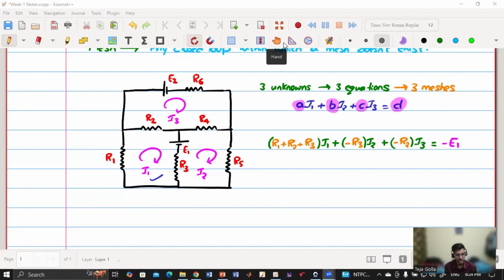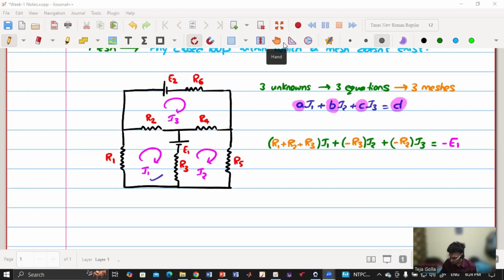We will consider everything clockwise, and then we'll follow the same convention throughout the semester for all the problems, and the current could be positive or it could be negative, as there are only two things: clockwise, anti-clockwise. Plus means clockwise, minus means anti-clockwise.